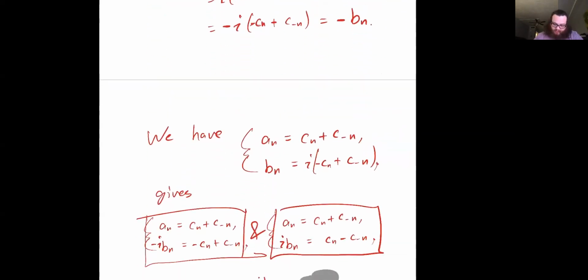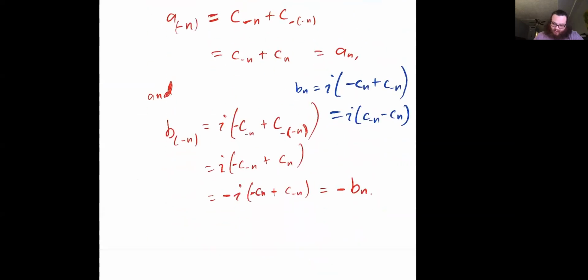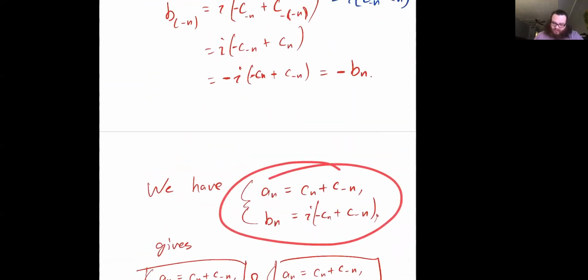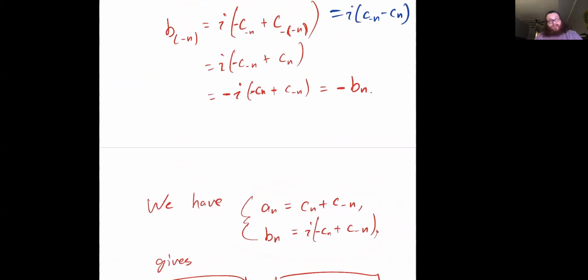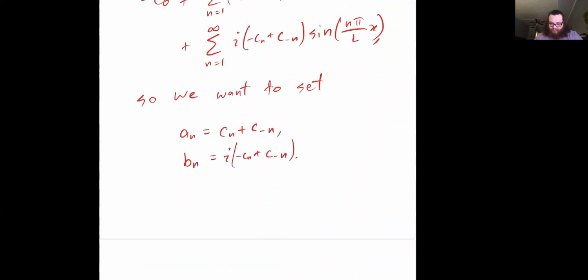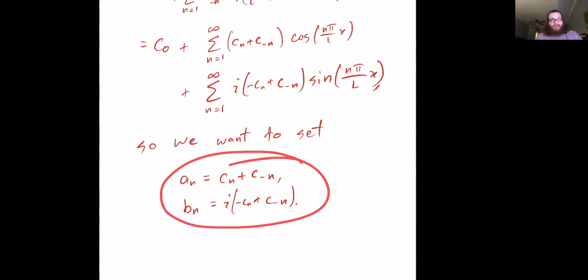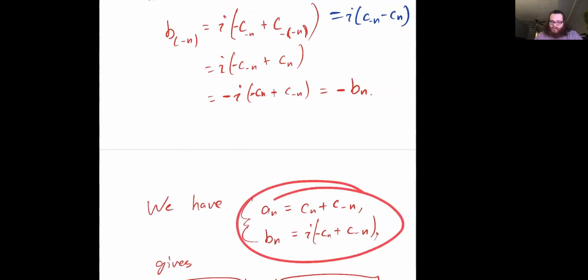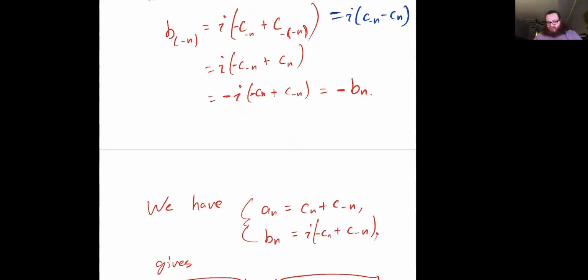Cool. So what does that get us? Well, summarizing, this is how we wrote a sub n and b sub n, coming from way back up here, from what we wanted to set these things. Okay. So what we're going to do now is essentially solve this linear system for C sub n and C sub minus n in terms of a_n and b_n.